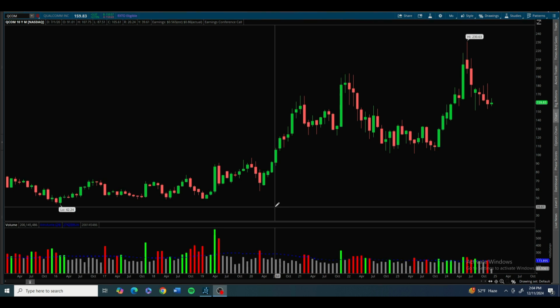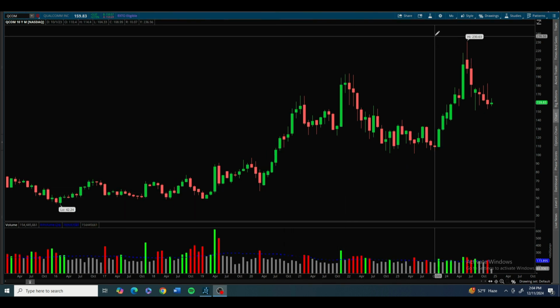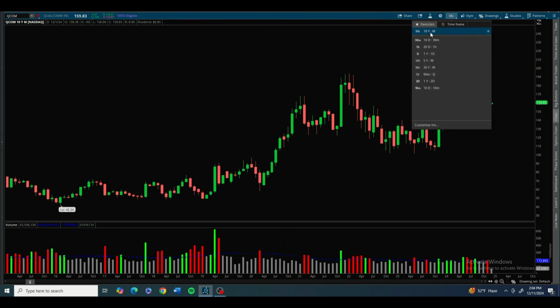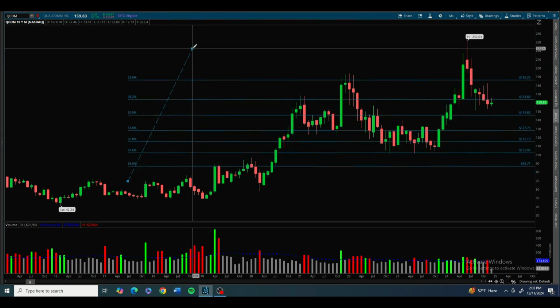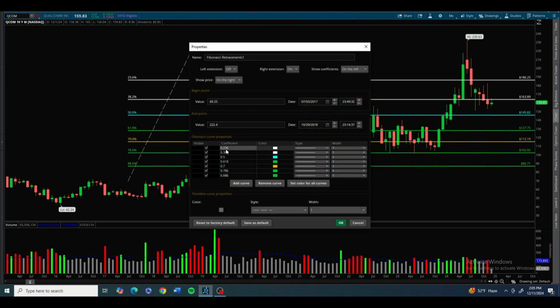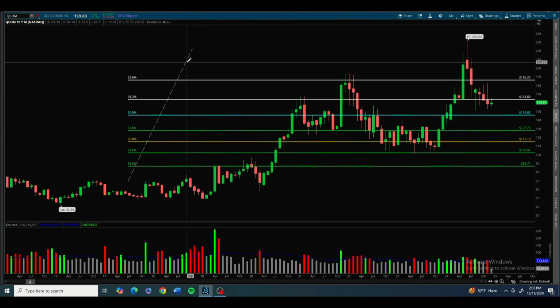So first we want to take into account a lot of information from Qualcomm, so we want to go back at least 10 years. So the chart I have right now is 10 years on the monthly. We're going to set up Fibonacci so your ratio looks like this. You're going to have the 23, 38, 50, 61, 70, 78, and 88. Those are the exact values. You can pause the video right here and get the exact values, the right curves on your system.